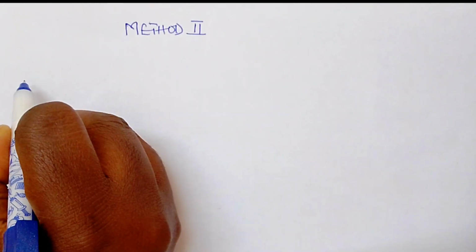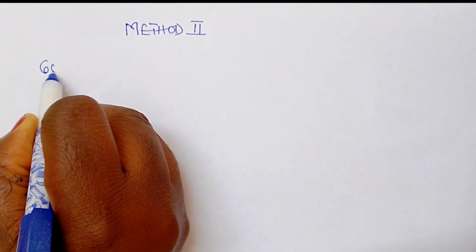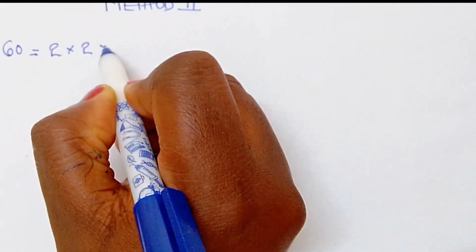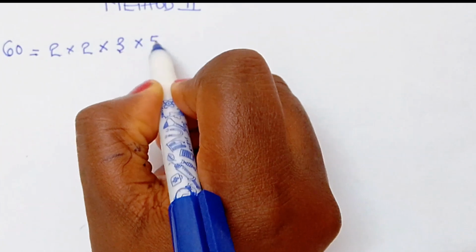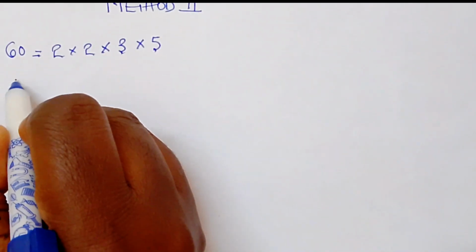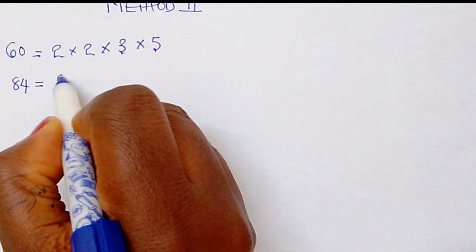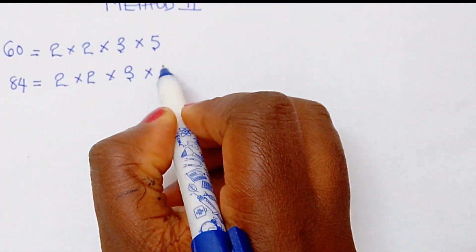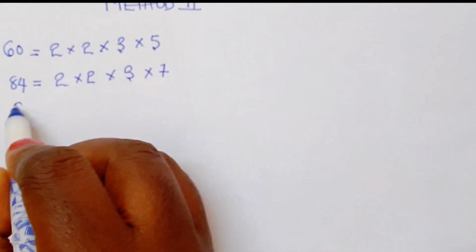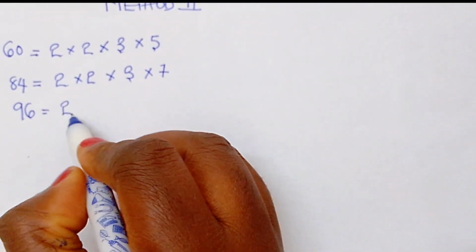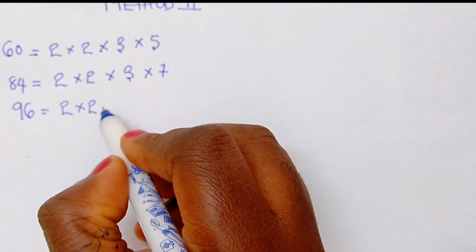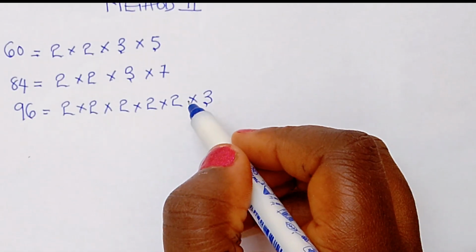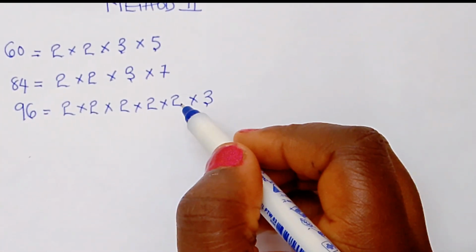Thank you. Factors of 60 to be 2 times 2 times 3 times 5. And we already know our factor for 84 to be 2 times 2 times 3 times 7. And we already knew our factor of 96 to be 2 by 2 by 2 by 2 by 2 by 3. So now we are going to take the highest number of each factor.